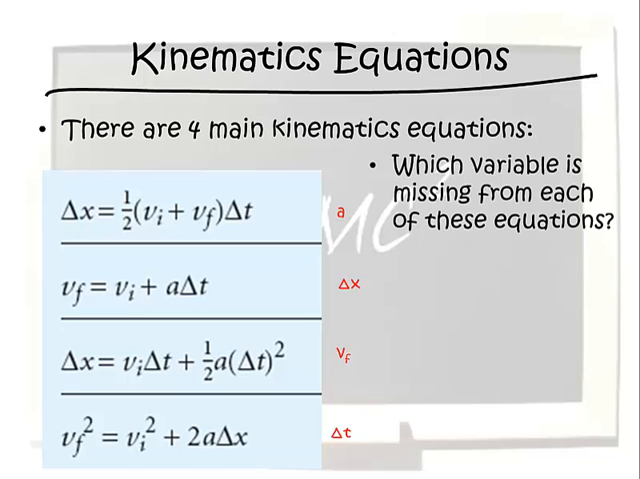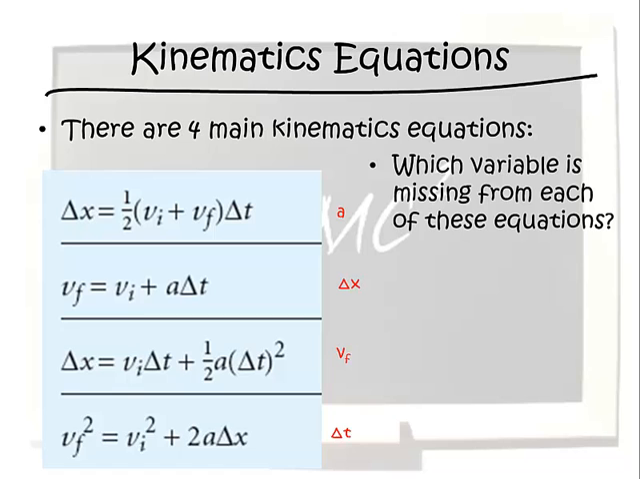The key to knowing which equation to use for a given problem is to determine which variable is not part of that problem. Like I said, we'll be looking for one variable, and 3 others will be given in the problem. That's 4 variables total. 1 is not part of the problem.